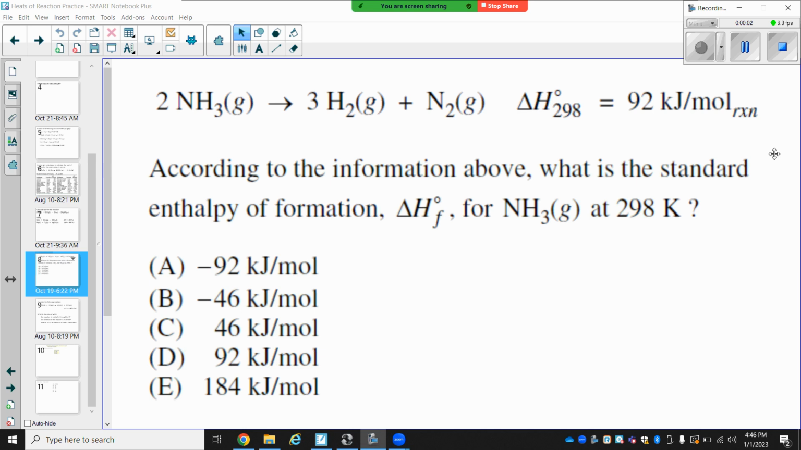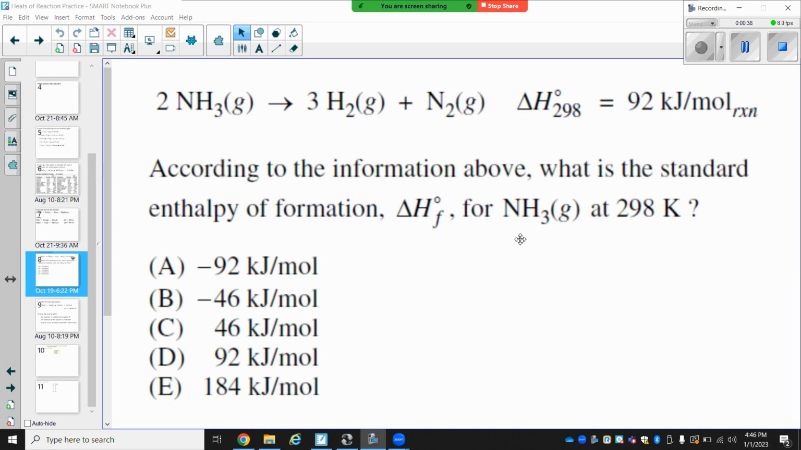Hey guys, so continuing with part 2 of heats of reaction practice. This is a problem similar to something you might see in a multiple choice situation. So here we have 2 ammonia produces 3 hydrogen and nitrogen, and it tells us that the heat of reaction for this equation is 92 kilojoules per mole for the reaction. And it says, according to the information above, what's the standard enthalpy or standard heat of formation for ammonia?